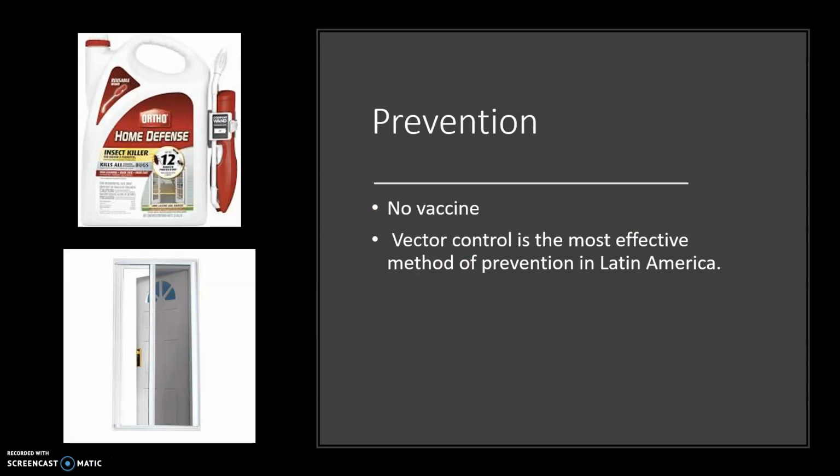There are ways to prevent this disease, but there is no vaccine. So if you get it, you have to get it treated, which I will talk about in the next slide. To prevent it, you use vector control, such as screening your house and using bug spray.